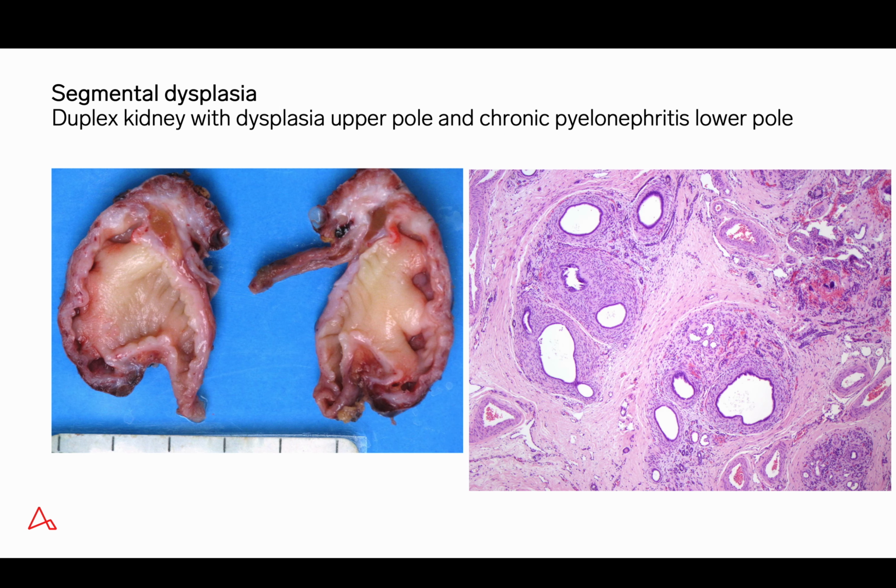Here's an example of segmental dysplasia, which occurs in a duplex kidney. This duplex kidney is very abnormal. There's the upper pole ureter here, and the upper pole renal moiety has cysts and dysplastic elements as shown here on the right, with dysplastic tubules and then aberrantly formed nephrons in the background. The lower pole moiety is affected by obstructive uropathy, and we can see here marked hydronephrosis, and that was because of a distal ureteral obstruction.